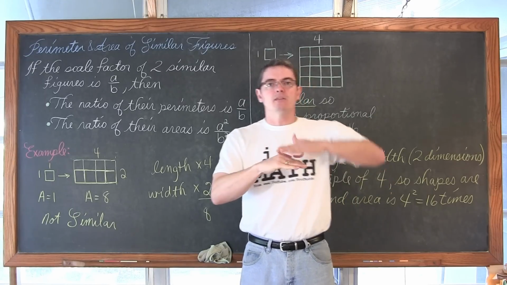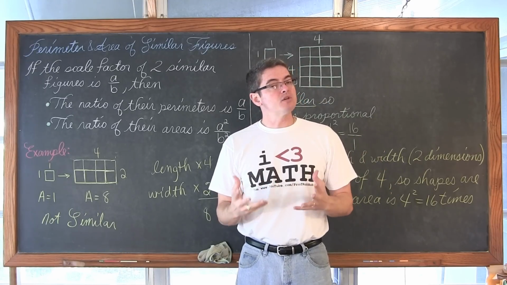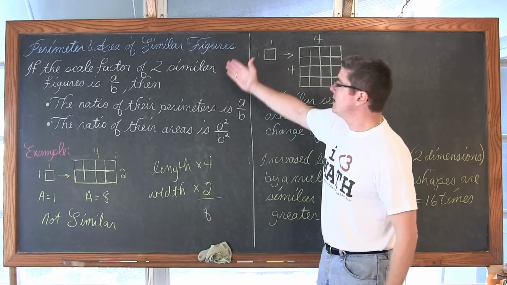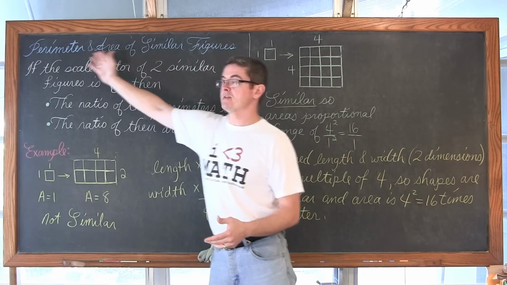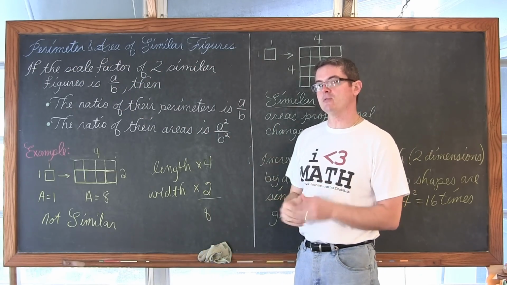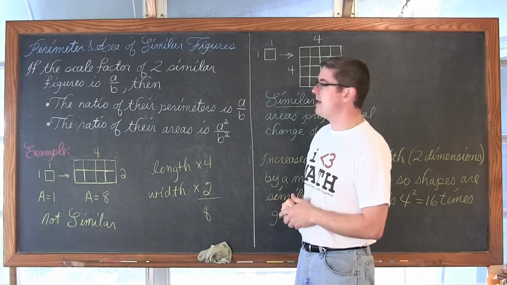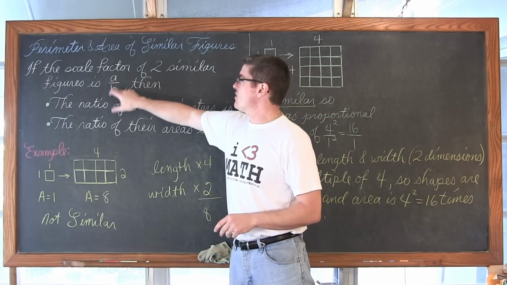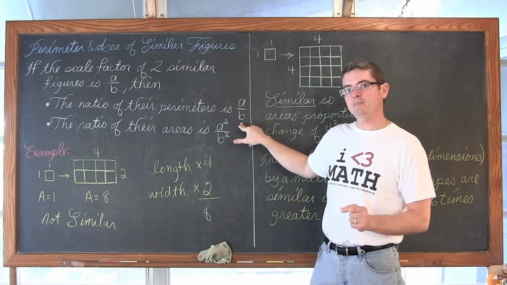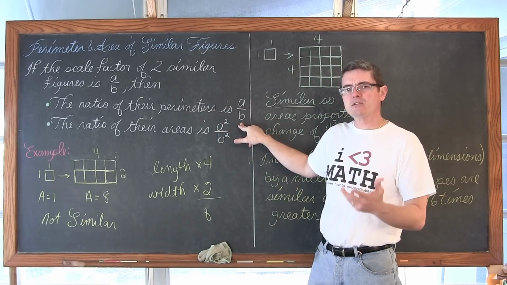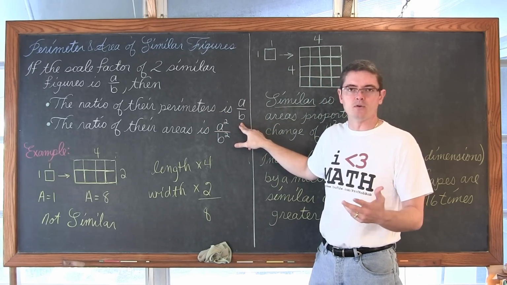So the length and the width, if you will, is going to change by the same multiple. So what we have here is the scale factor, remember that's just something you're multiplying by. The scale factor of two similar figures, same shape but may vary in size, is A over B. Then the ratio of the perimeters is A over B.